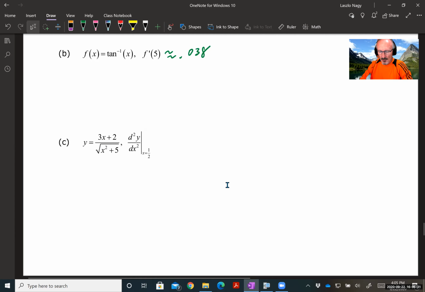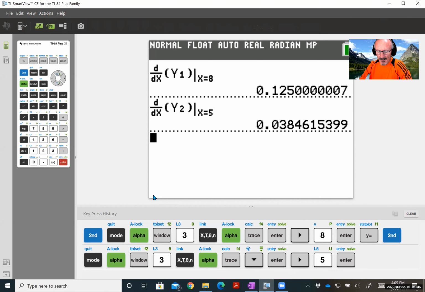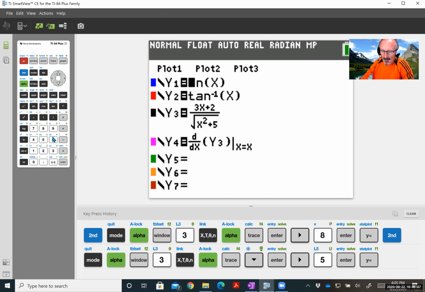This is a little more challenging. We have y represented here, and we are looking for the second derivative evaluated at 1/2. So let me show you what I have done. We have in y sub 3 the function entered, and in y sub 4 I have actually entered the derivative with respect to x of y sub 3, this function here, our function, evaluated at every value of x.